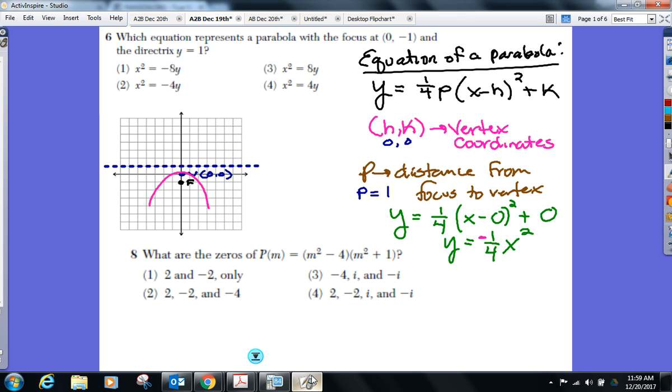Got it, Lucas? What do you got? Choice 2, yeah. Divide both sides by negative 4. There's a 1 out in front. There's negative 1/4 x squared. Yep.